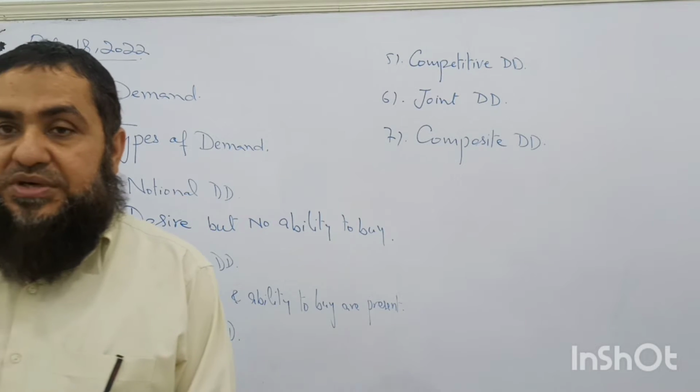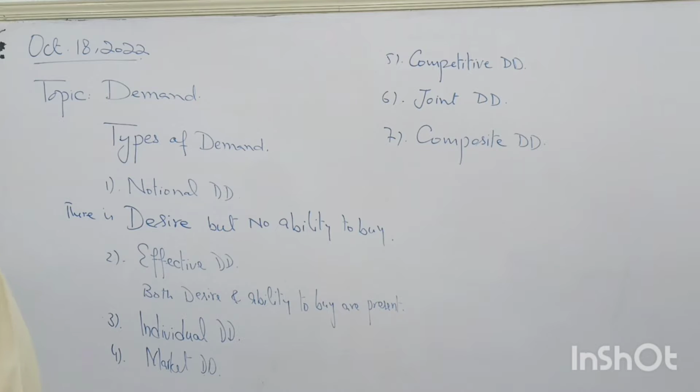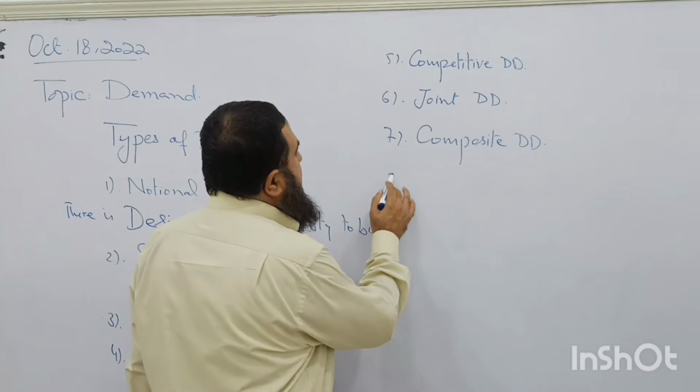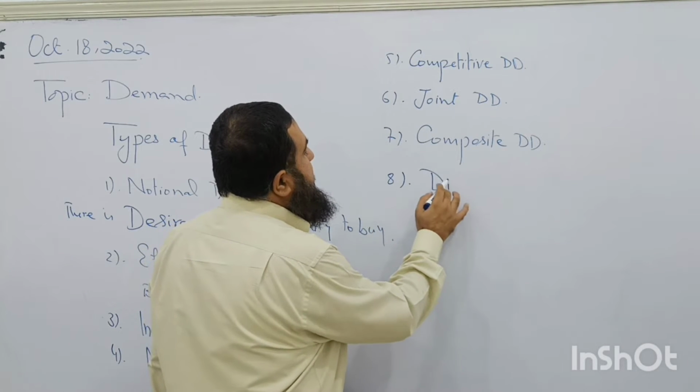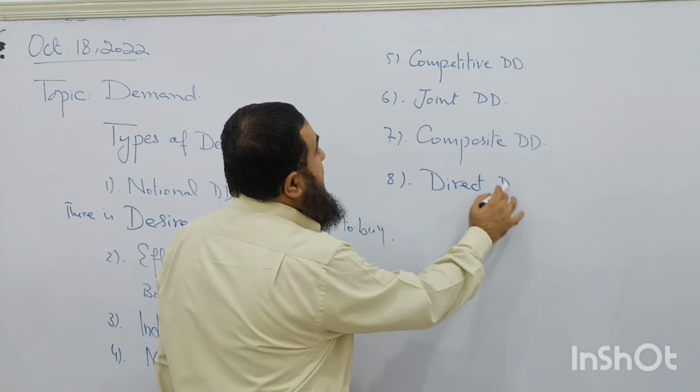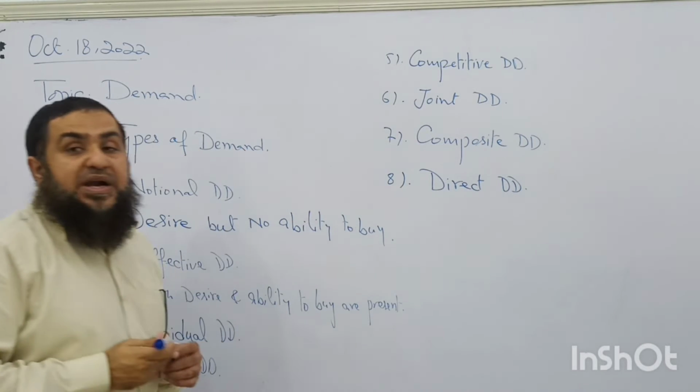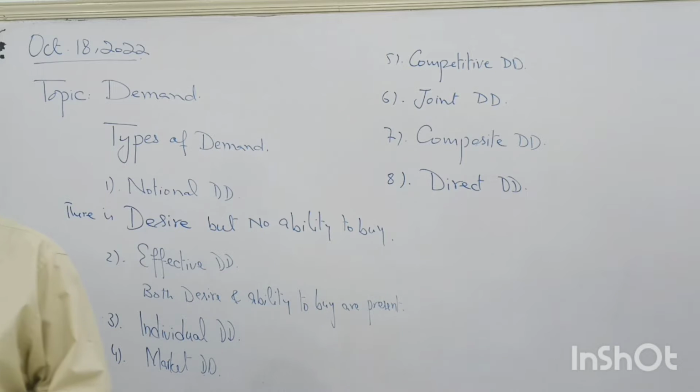Anything you don't understand? So composite demand is when a product has multiple uses; we call it composite demand. Now what is meant by direct demand? Direct demand is the demand for the product itself at different price levels. For example, the demand for footballs is direct demand. And what is indirect demand?